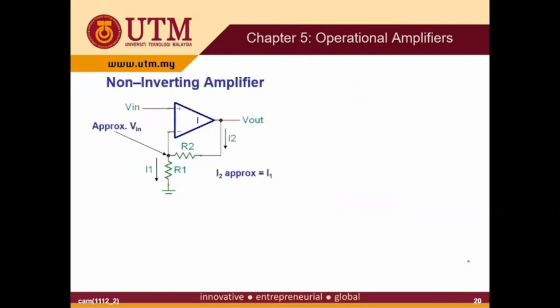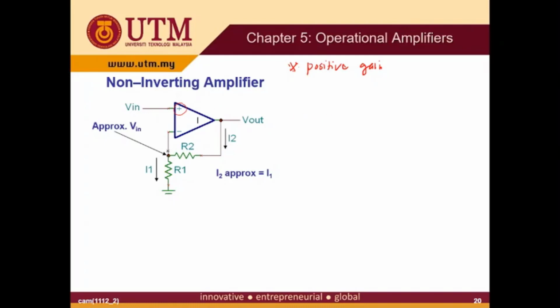Next we go to the next application, the non-inverting amplifier. In the first example, I showed the inverting amplifier. The non-inverting amplifier is a circuit that gives a positive gain. So what is the difference between inverting and non-inverting? In the non-inverting amplifier, the input is connected to V plus, but the feedback is still negative feedback, so the negative terminal is connected to the ground.